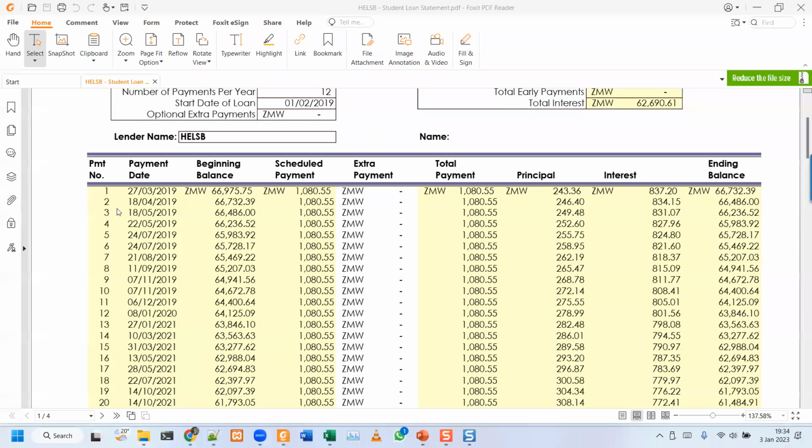So you see that payment date number 2, you've got 18th April, 18th, 22, 24, 24, 21, 11, 7, 7, 6. And you notice some of them are actually falling in the same month. So when I was asking the owner of this, how come?